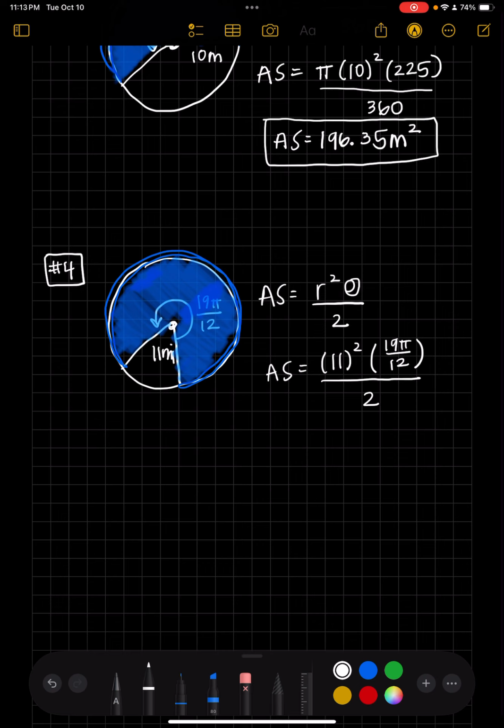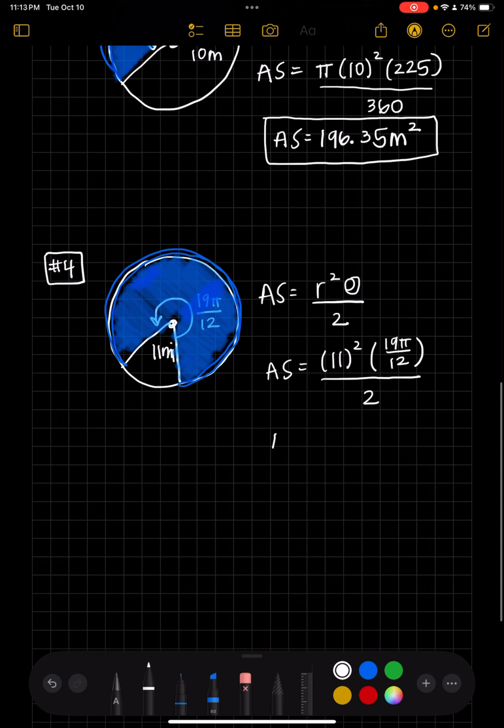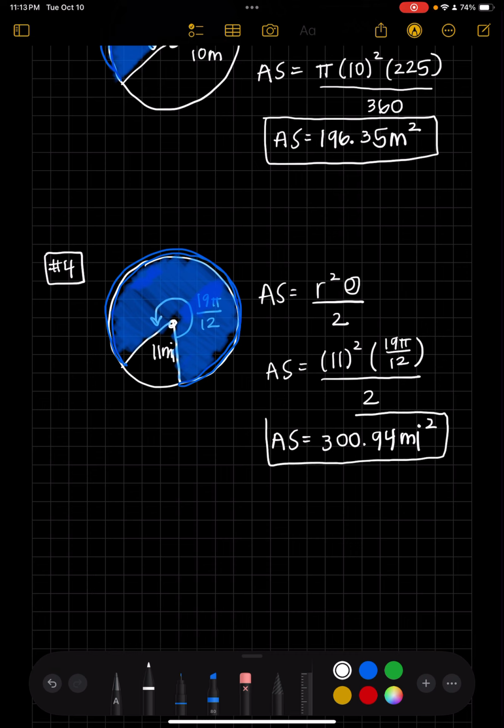And I'm just going to plug all of that into my calculator, and I end up with the area of the sector equal to 300.94, and this would be in square miles or miles squared because it's still considered an area. All right, and there we have it. This is how we find the area of a circle and area of a sector of a circle.